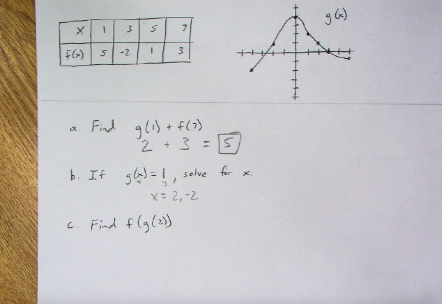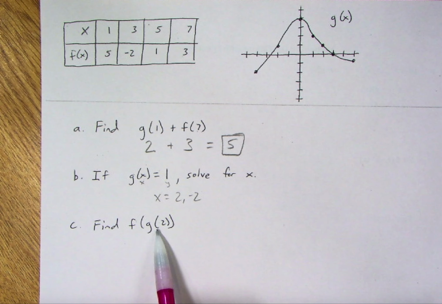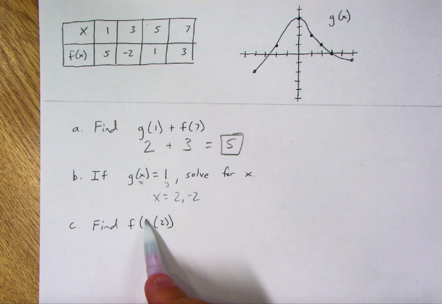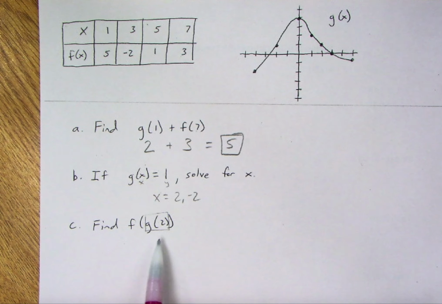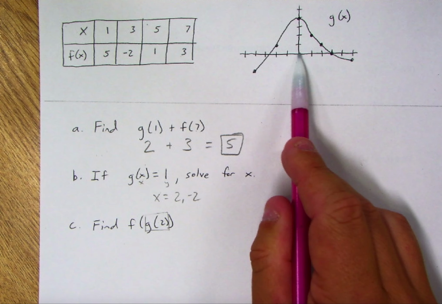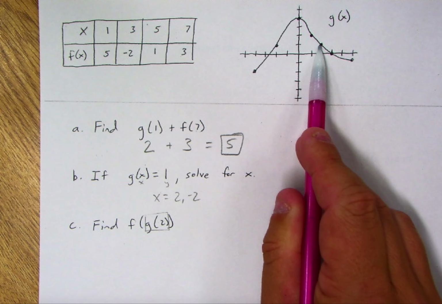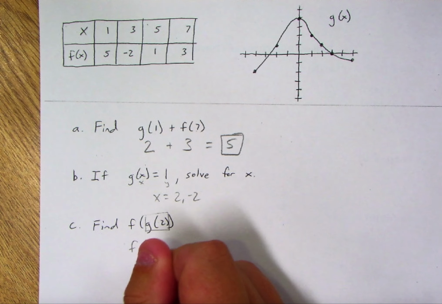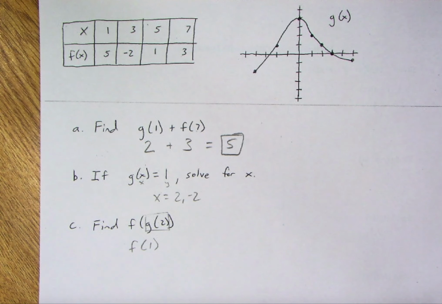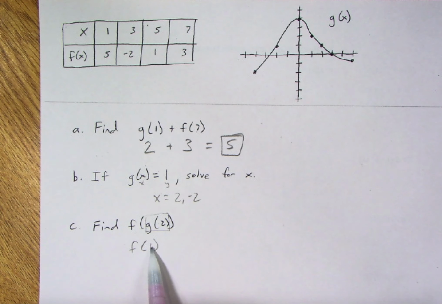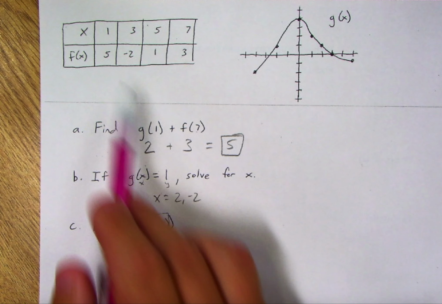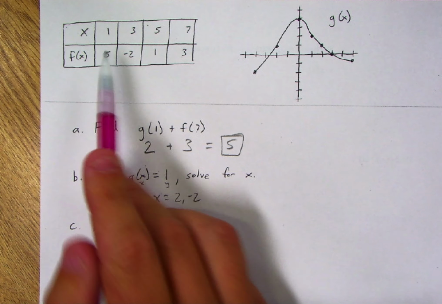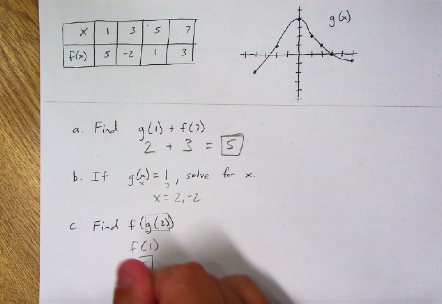And then the last one, a composite function, and we're just going to work from the inside out. Find g of 2 first. G of 2 means go to the g graph, and when x is 2, the y value is 1. That point right there. So g of 2 is 1. I replace g of 2 with 1. Now I'm looking for f of 1. Whatever that is, that's the answer. So on the f table, when x is 1, the y value is 5. So f of 1 is 5.